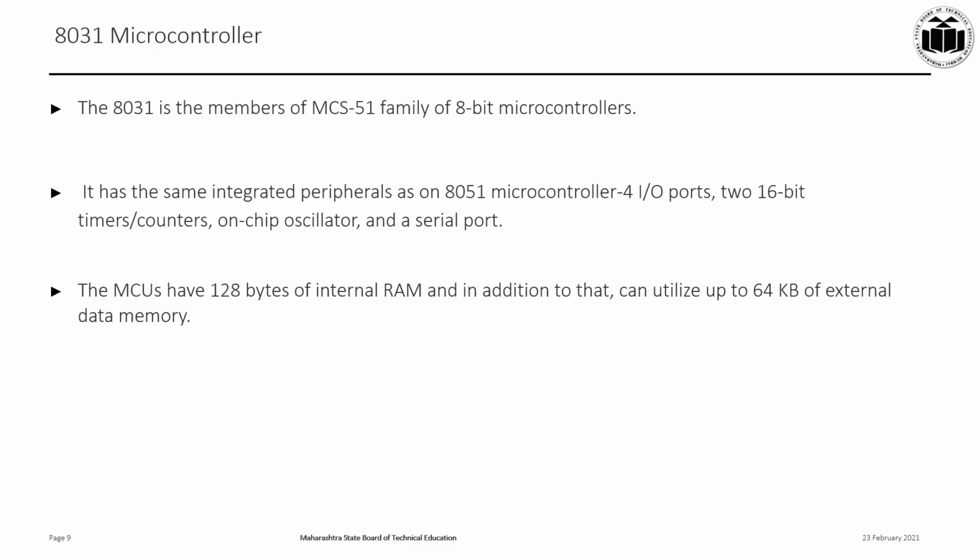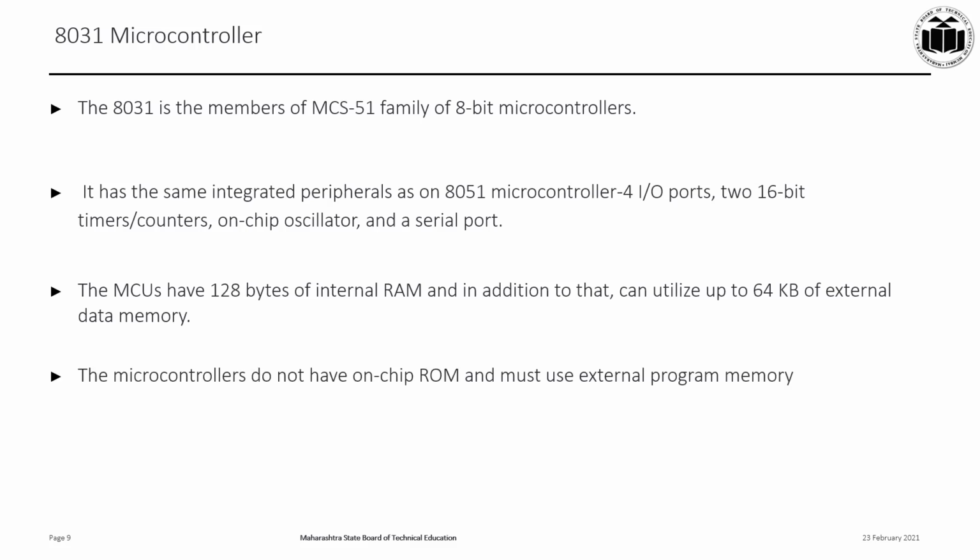Here, in case of 8031, we have 128 bytes of internal RAM, and in addition to that, we can extend the RAM memory to 64 kilobytes of external data memory. But in case of the 8031 microcontroller, it does not have the on-chip ROM. So when you have to use the program memory, it has to be used as an external program memory. It has to be added externally.